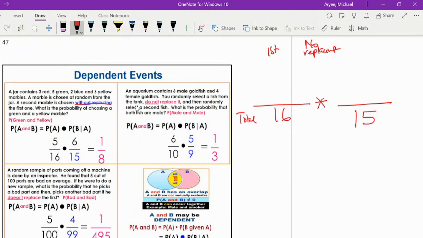All right, so in this case, the green is 5 over 16, then yellow is 6 over 15, because they did not replace. All right, so this is the second one, they didn't replace, and then you work it out from there.